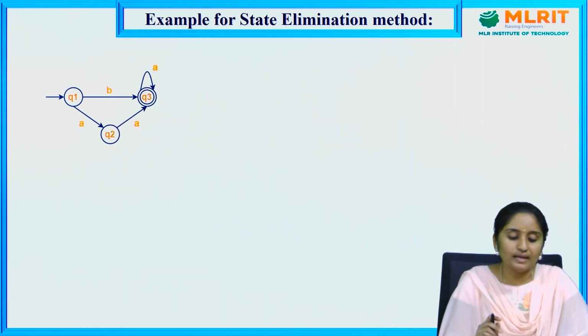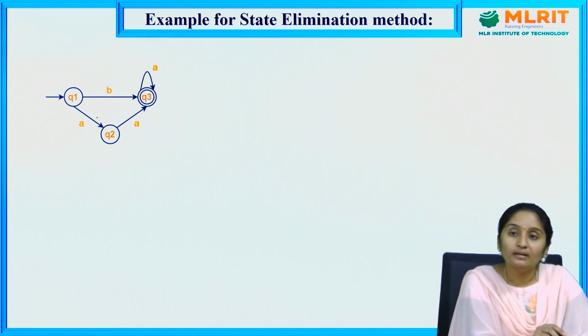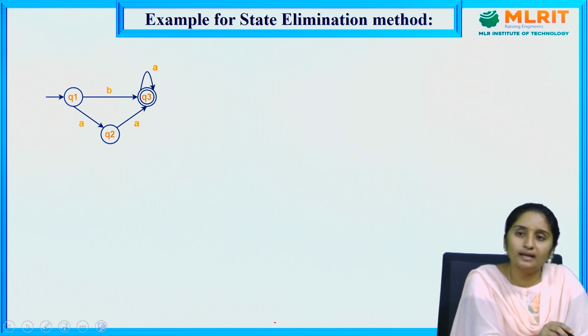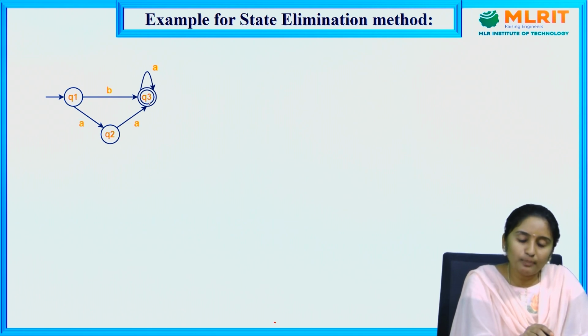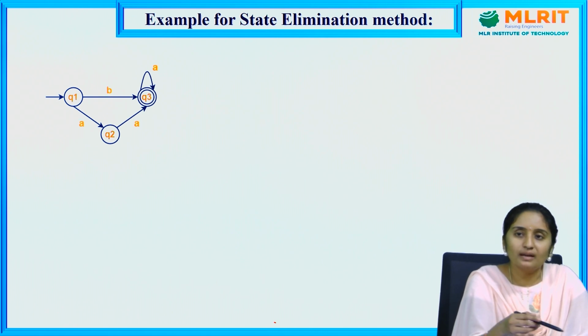Next, another example for the state elimination method. Here we have three states. Check whether the same steps are satisfied. The first step is to check whether there is any incoming edge for the starting state. Here Q1 is our start state. There is no incoming edge. Check for multiple final states. There is only one final state, that is Q3. Next, check for any outgoing edge from Q3. There is no outgoing edge, only incoming edges. So all the conditions are satisfied, and we can start eliminating states.